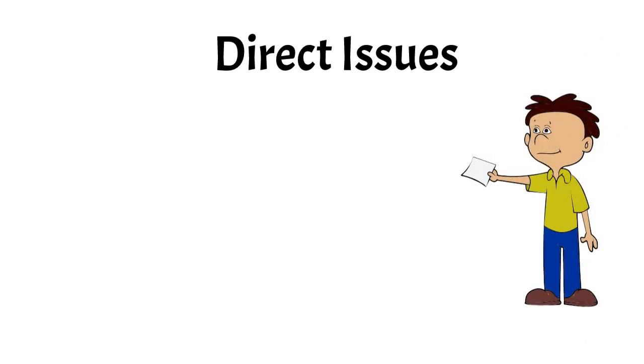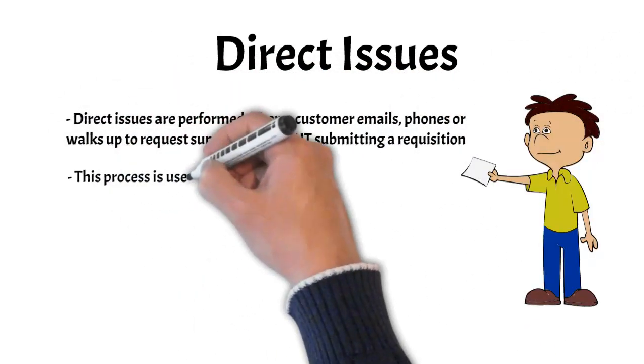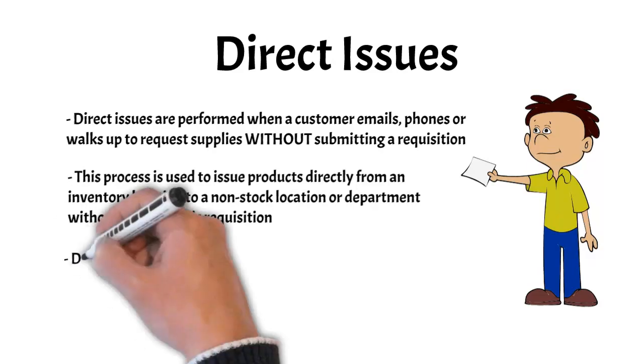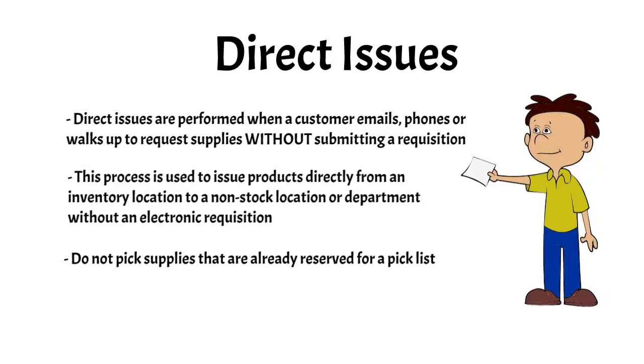A direct issue is the process of issuing products directly from an inventory location to a non-stock location or department without an electronic requisition. In other words, this is the process used when a hospital employee emails, calls, or walks up to the storeroom and requests items for their department, or when a supply chain staff member must issue items for a hospital part location and cannot efficiently utilize their requisitioning tool. Whenever inventory is issued in this manner, the inventory staff member will need to be careful to avoid picking supplies that are already reserved for a pick list. You should check with your supervisor to understand your local process.